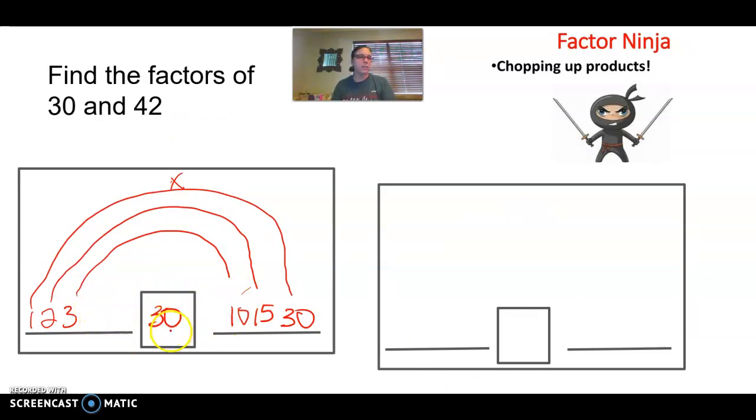And then will 4 go into this? No, and you can divide that. Will 5? Yes, because it ends in a 0. 5 times 6 is 30. And then our next number would be 6, so we don't have to repeat. So 1, 2, 3, 5, 6, 10, 15, and 30. Those are our factors, okay?